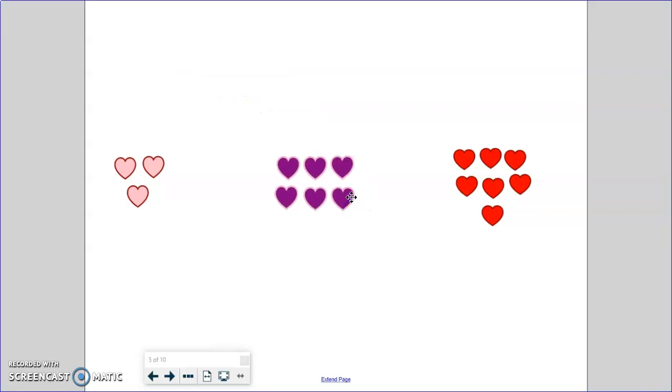We have our large, larger, and largest groups, or if we go the other way, we would have small, smaller, and smallest group of hearts. Nice job.